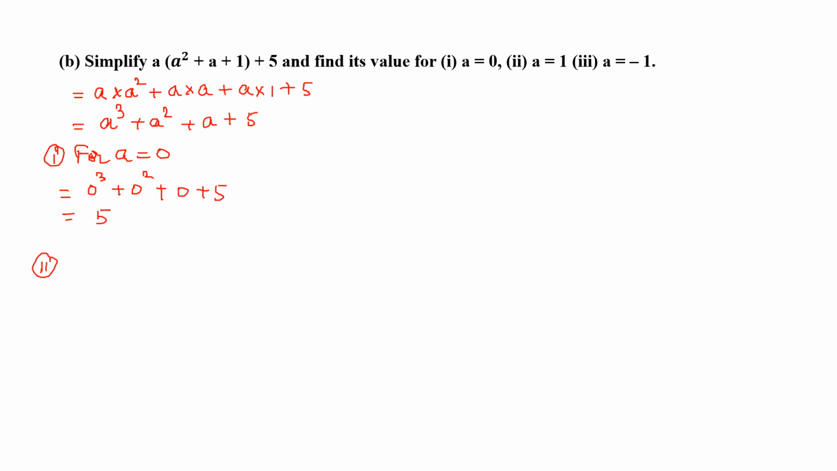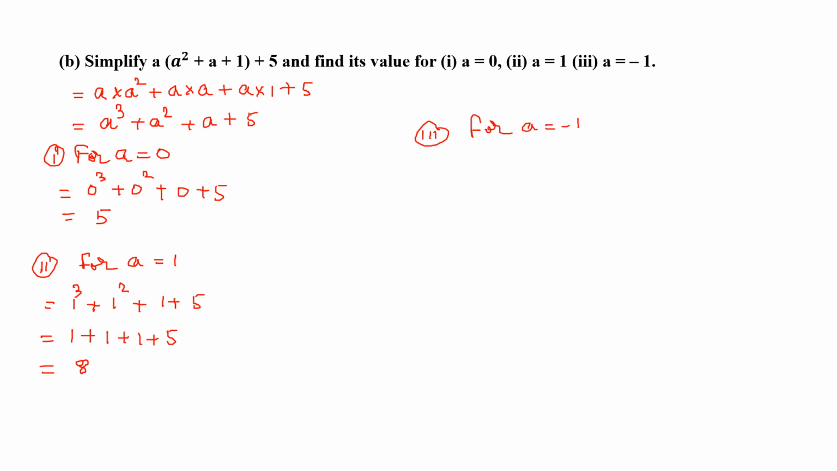Now the second one, for a equal to 1. So a cube is 1 cube, plus 1 square, plus 1, plus 5. And 1 raised to the power of any number, the value remains 1 as it is. So 1 plus 1 plus 1 plus 5. If you add it, 1 plus 1 is 2, 2 plus 1 is 3, 3 plus 5 will give you 8. Now the third one, when you have to find the value for a equal to minus 1.